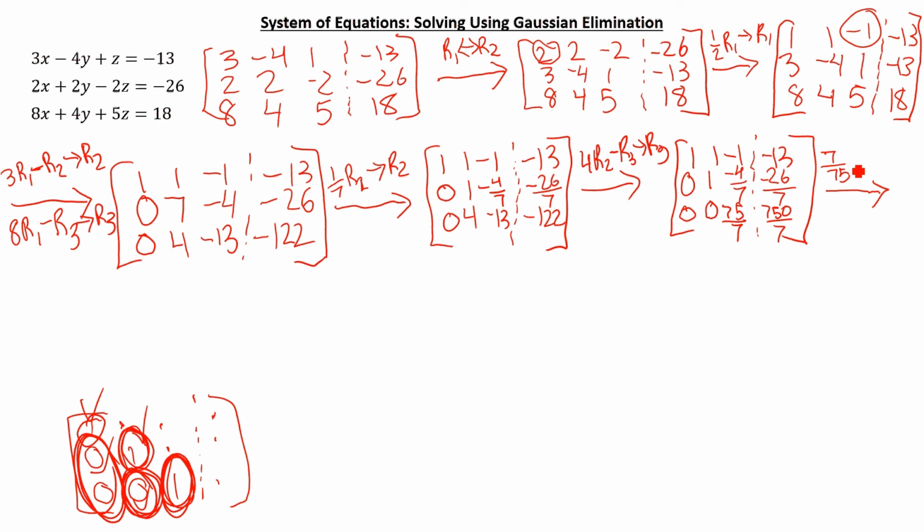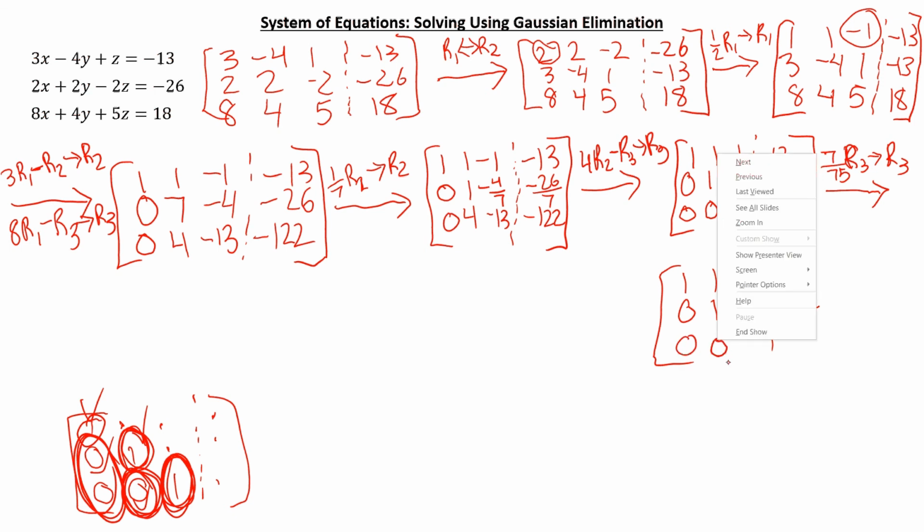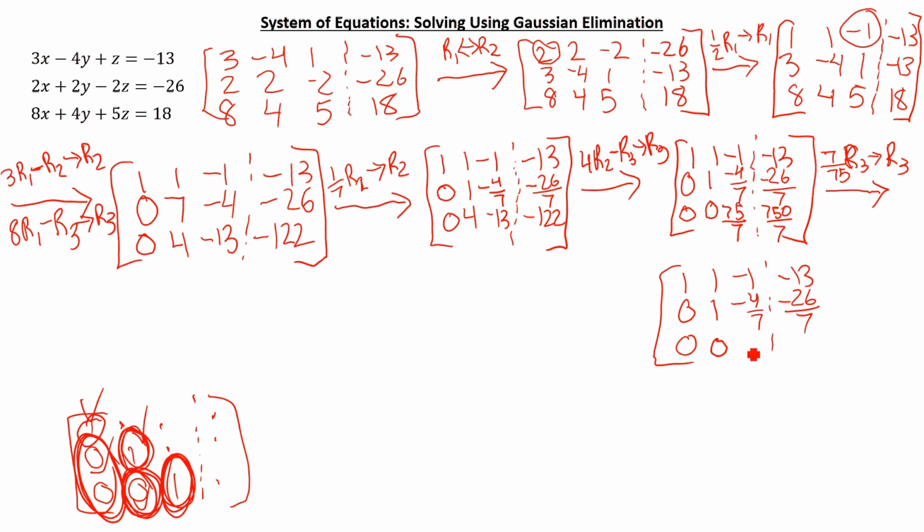Now this may seem like, oh my gosh, a really horrible thing. But what will happen is, we're doing 7 over 75 R3, putting that to R3. We're going to end up with, and I'll just put it right here for us, the first row is going to stay the same. The second row is going to stay the same. And the third row, that's the one that's going to change. And if you multiply by the reciprocal, you're going to end up with a 1 here. And then in your calculator, you're going to do 750 divided by 7 times 7 over 75, and you'll end up with 10. So the numbers worked out.